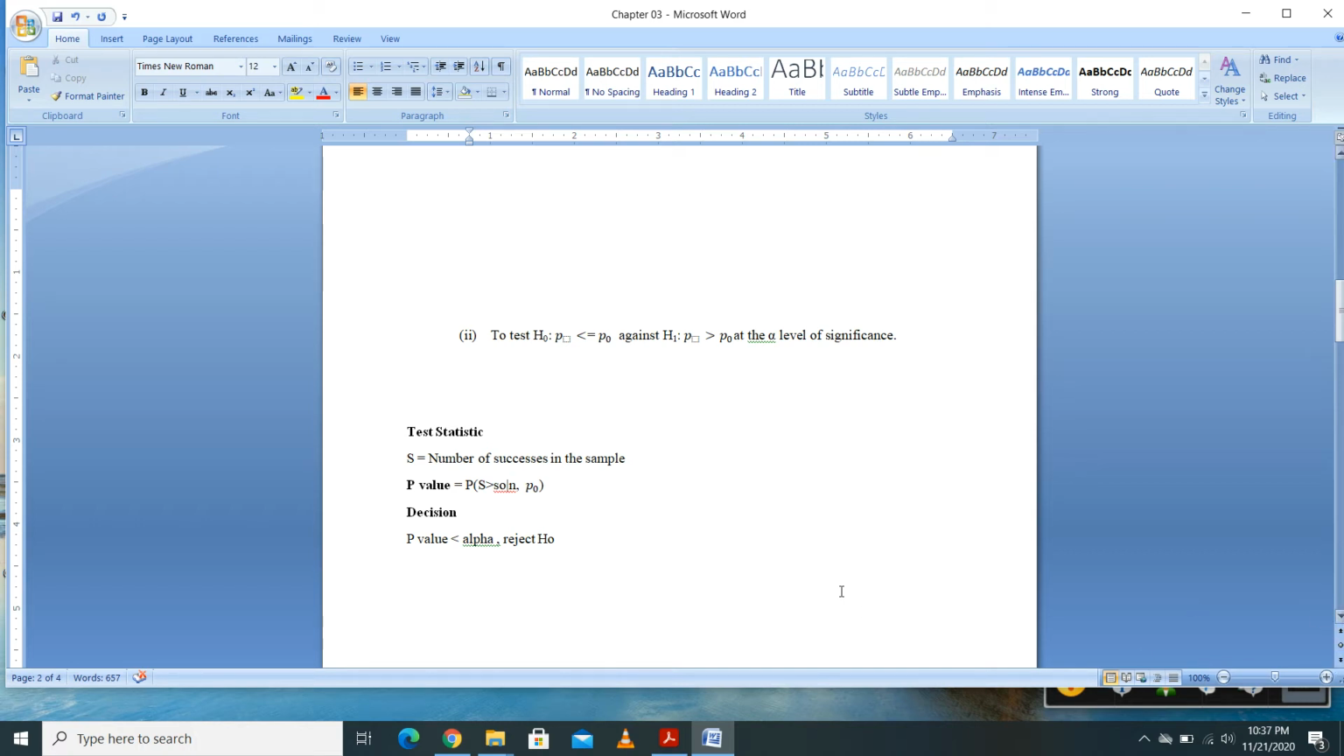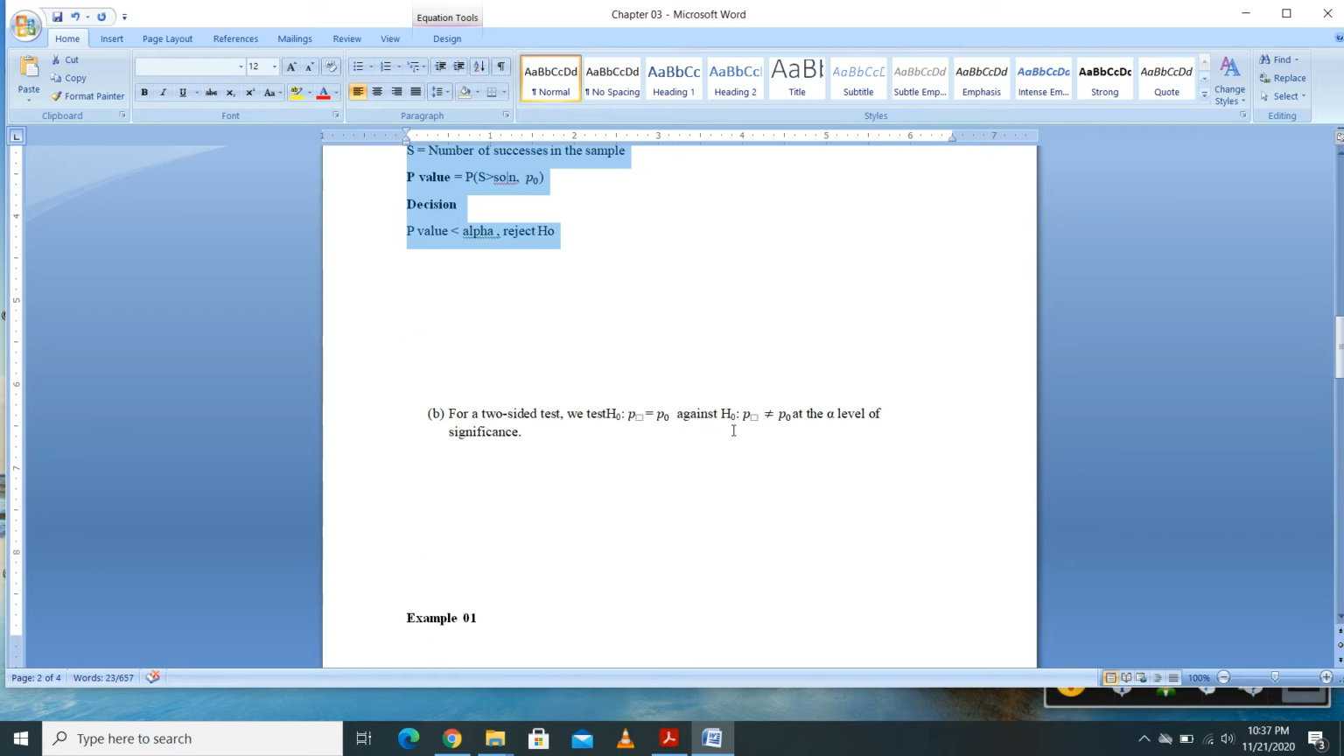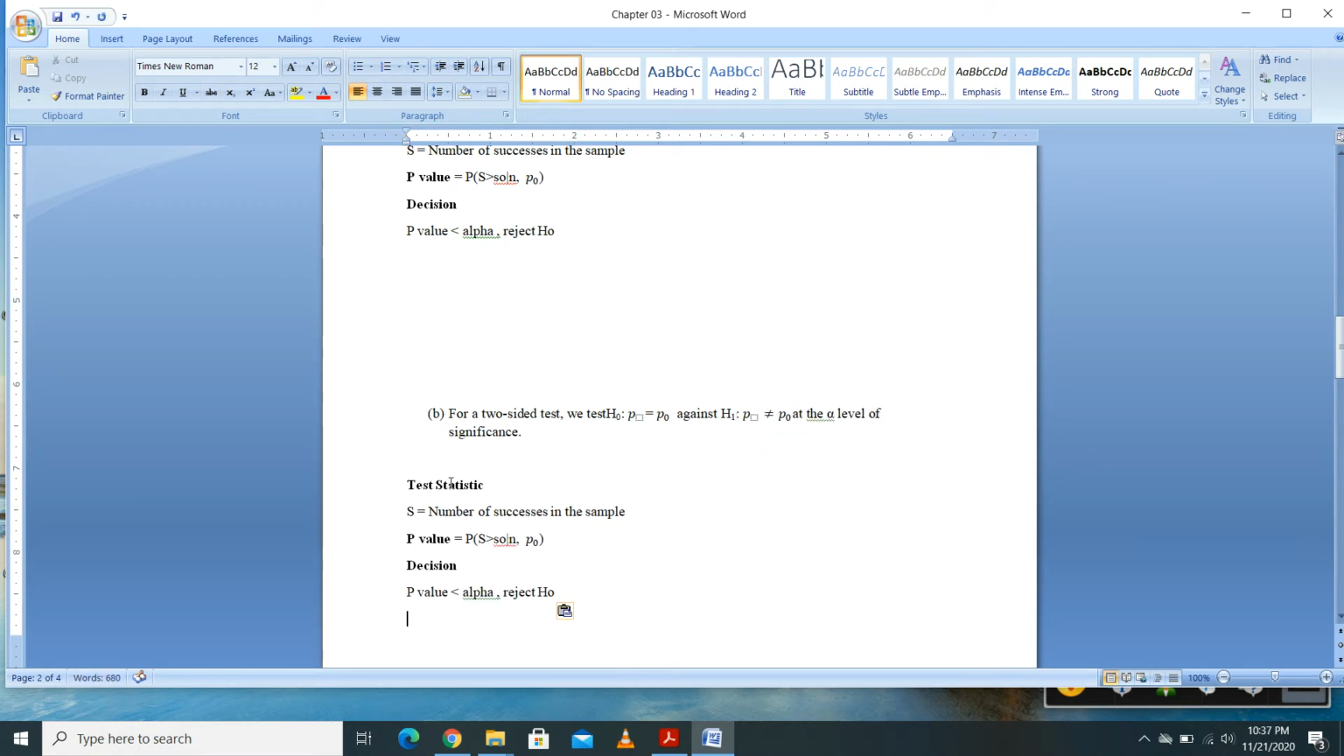The next one is, how are you going to do the two-sided test? In the two-sided test, we have H naught as p equal p naught and H1 as p not equal p naught. In that case also, the test statistic would be the same, that is the number of successes you have.